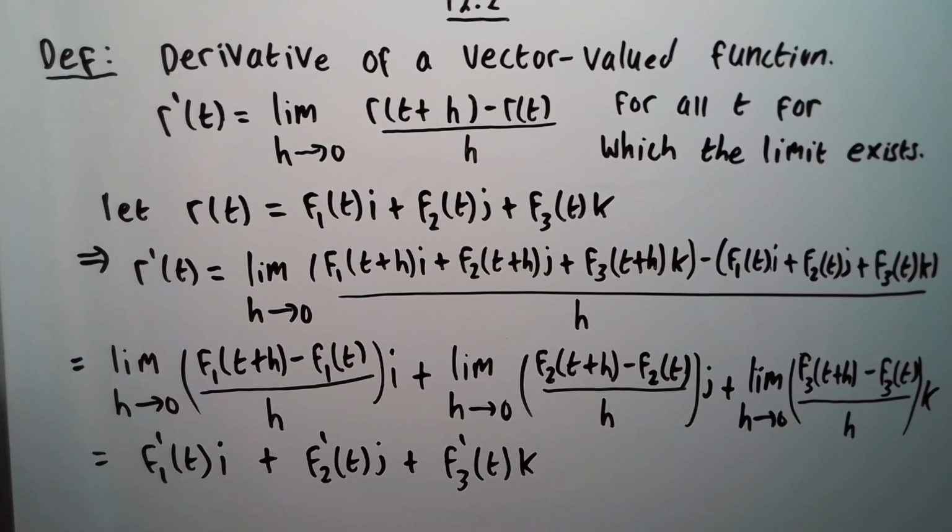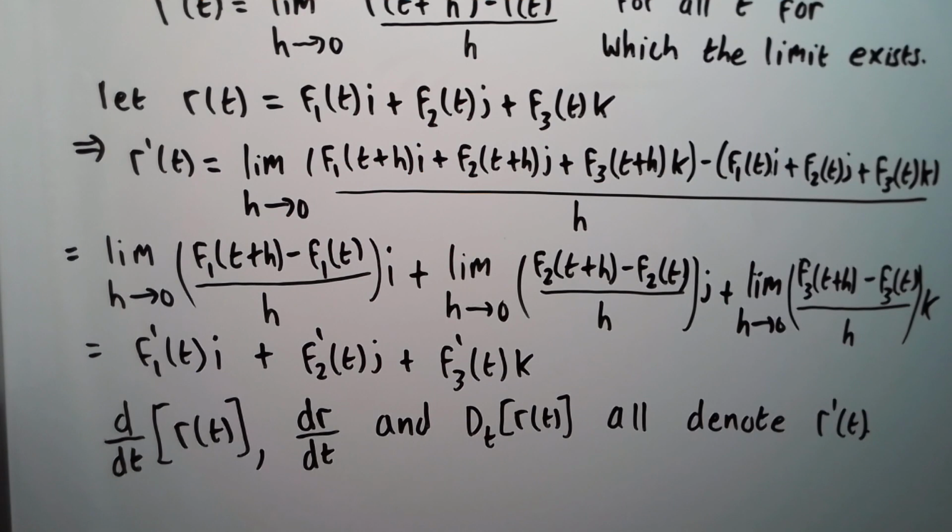Okay, so next thing. The derivative of r, here are different ways you can denote it. You can denote it as d over dt of r of t like this, or dr over dt, or capital D subscript t of r of t. They all denote the derivative. So your book may use these notations interchangeably.